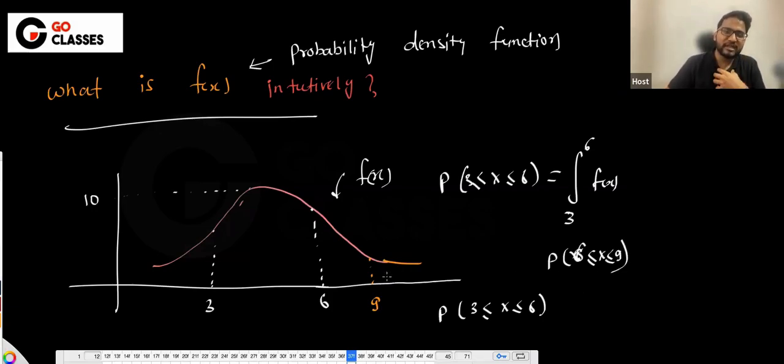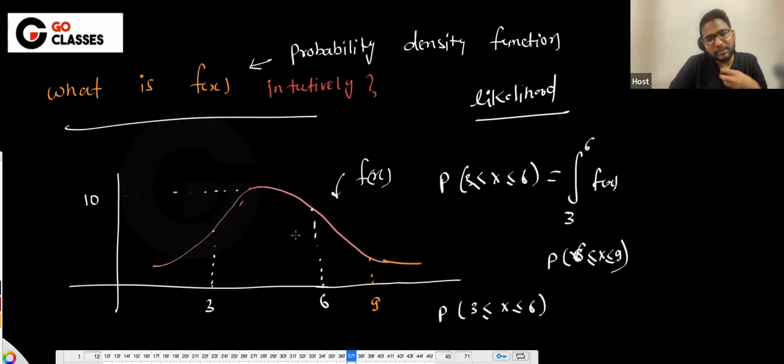Then what does this f(x) tell you? f(x) does not tell you the probability directly, but it can tell comparatively. It can compare the probabilities basically. I mean, you can say that most likely your x will be in this range because the PDF is higher. So PDF does not give you the probabilities. There is something called likelihood. It tells you the likelihood that your x will be in this range.